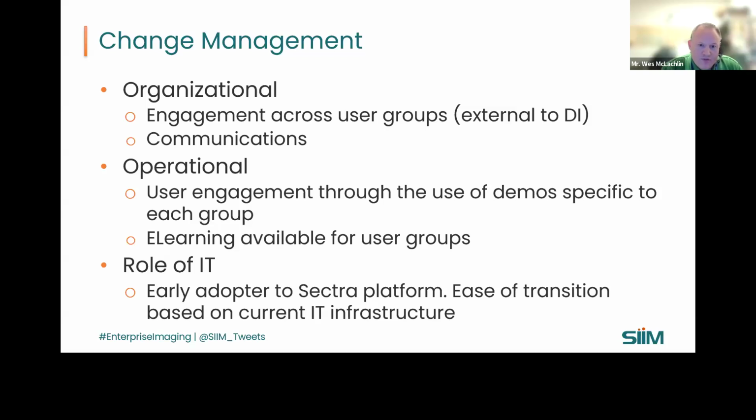So, managing that change, and given the fact that one of the strengths of Sectra is in IT security, it checked off a lot of the various checks and balances that our IT team had, given the sensitivity around cybersecurity with the current landscape of technology, and especially in healthcare.